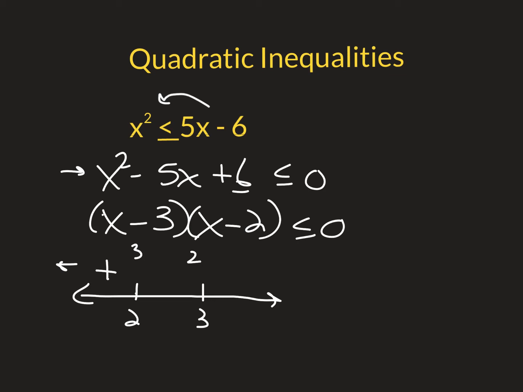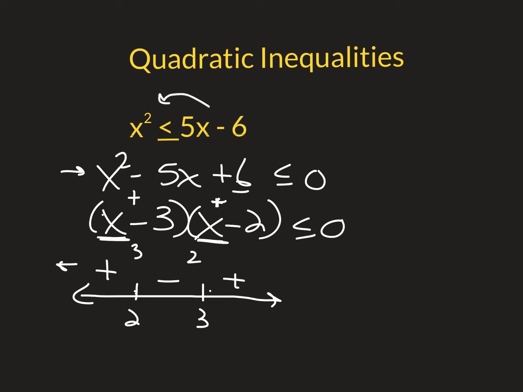Now I'm going to plug in a number between 2 and 3, like 2.5. If I plug 2.5 into both of these x's, it gives me a negative in the first parentheses and a positive in the second, and a negative times a positive is a negative, so I'm going to go negative there. Then I'm going to pick a number bigger than 3, let's say 4. If I pick 4, that parentheses is positive. This parentheses is also positive. Positive times positive is a positive. That's why it's called a sign graph, because I put the signs above the graph.